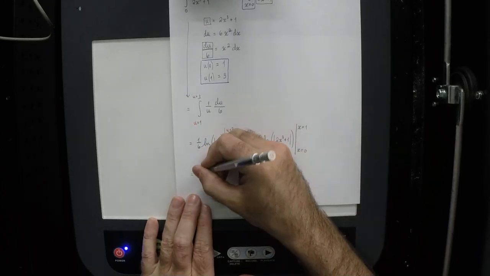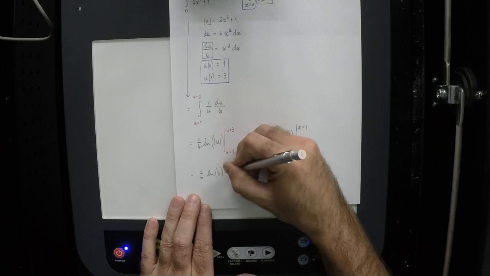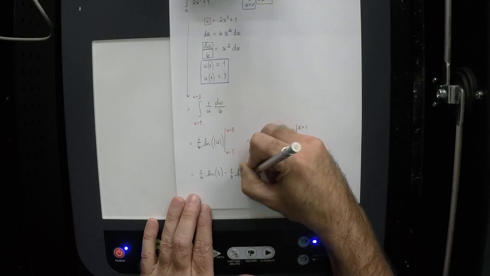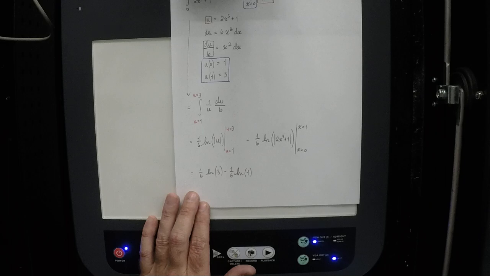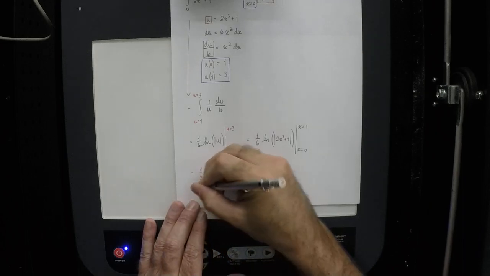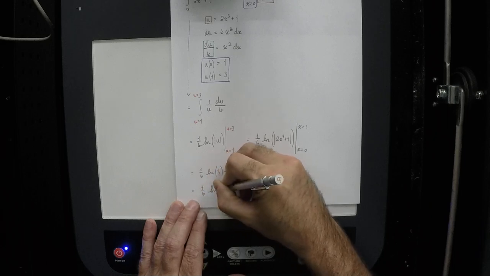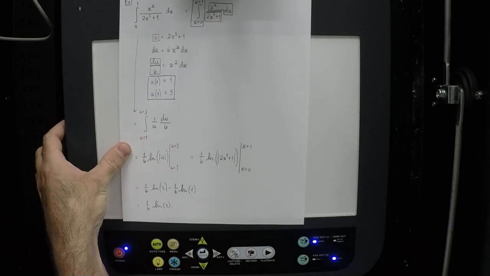So then the answer is 1/6 log of 3 minus 1/6 log of 1. But what is the log of 1? Again, a college algebra matter. So what is it? 0. So it's one sixth log of 3. Any question about this one? This is okay? Okay.